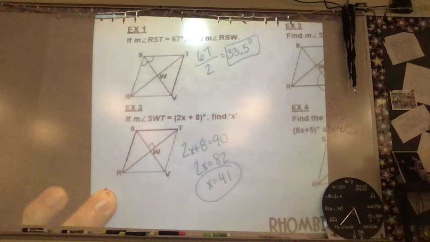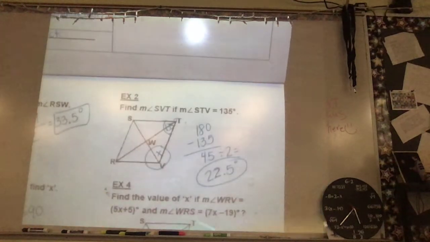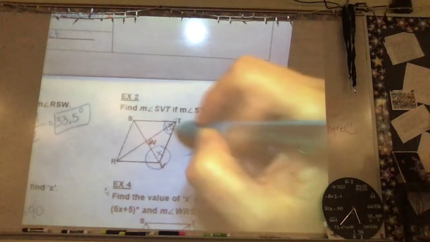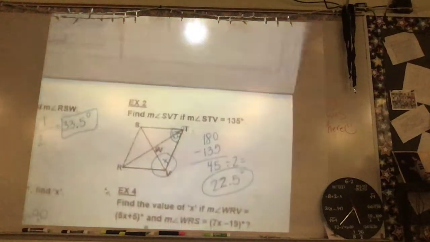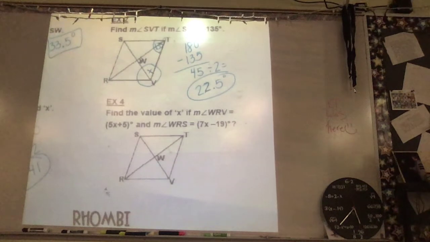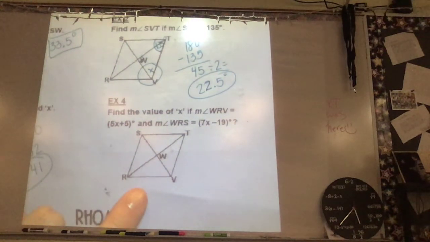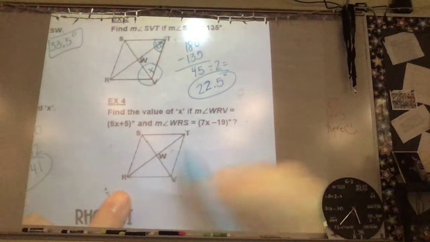That just showed me something else I could have done in example 2. Knowing that this is a right angle here, I could have split 135 in half and just subtracted that from 90.